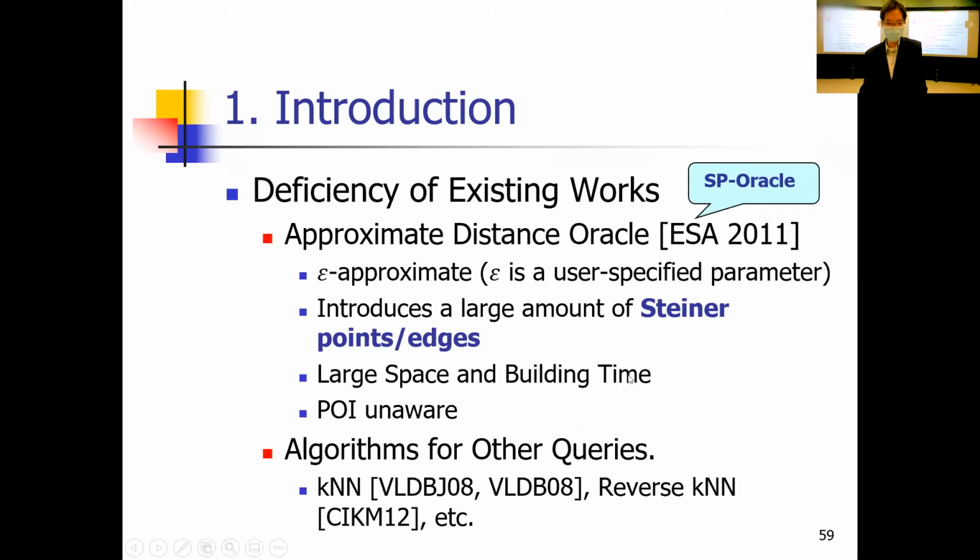And since they need to introduce a lot of points and edges when they build the index, the data structure, the building time is also very large. And since they didn't consider the point of interest, they also have some problem. Also, I want to highlight that there are other spatial queries, as I mentioned before, the k-nearest label query and reverse k-nearest label query on this topic.